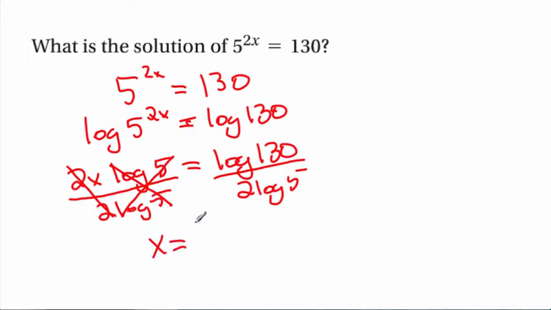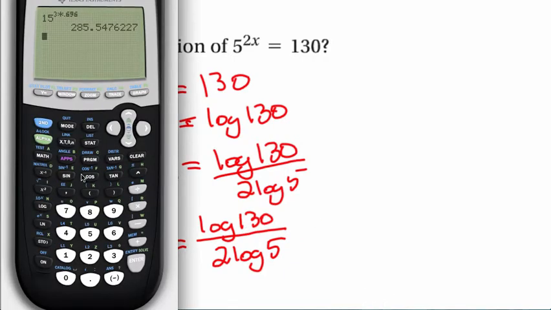So x is equal to log 130 over 2 log 5. I'm going to go to my calculator and say log 130 divided by, now watch what I do because I have multiple things on bottom. I want the calculator to consider that as one thing, so I put it in parentheses. And then I hit enter. I'm going to round to 3 decimal places.